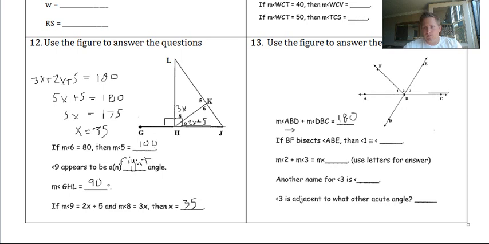So let's erase this right here. If it bisects it, which means it cuts this in half that we have right here, then these are congruent, so angle 1 has to be the same as angle 2.